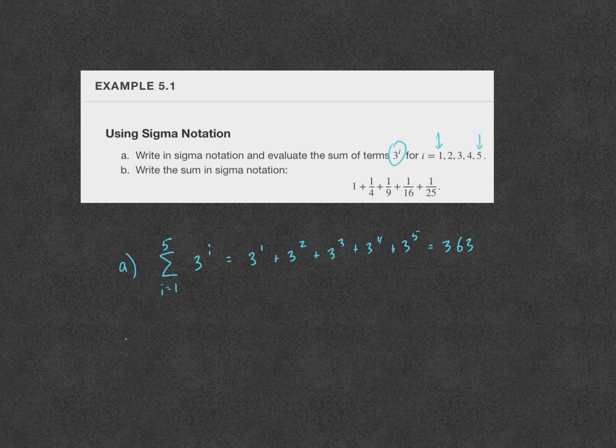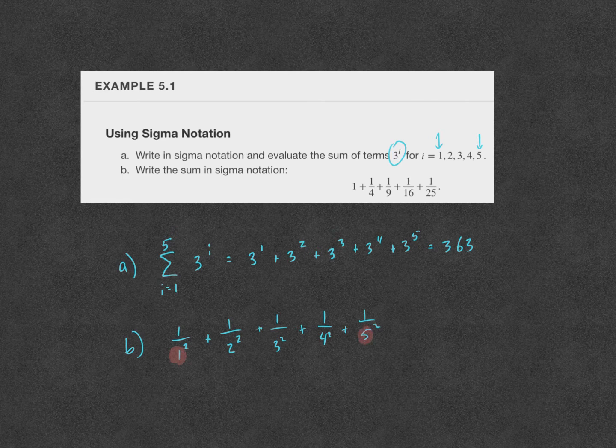All right, that's A. Part B, write the following in sigma notation. In order to do this one, we have to recognize the pattern. If you don't see it immediately, you can pause the video and try to figure out what the pattern is. But if you don't see it, the first term is 1 over 1 squared. The second term is 1 over 2 squared. And now hopefully you see what the pattern is. 1 over 3 squared. 1 over 4 squared is 16. 1 over 5 squared is 25. And so we can see that we start at 1 and go up to 5.